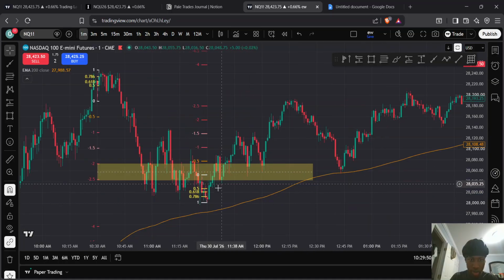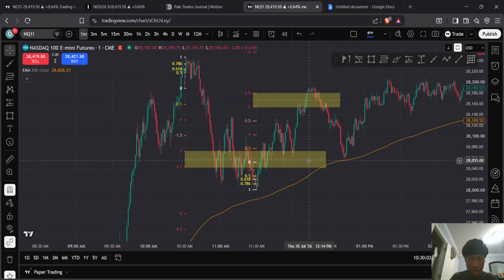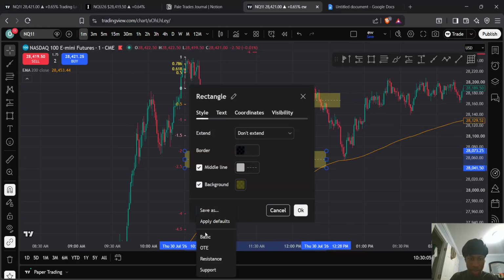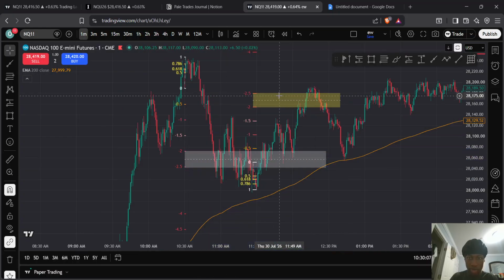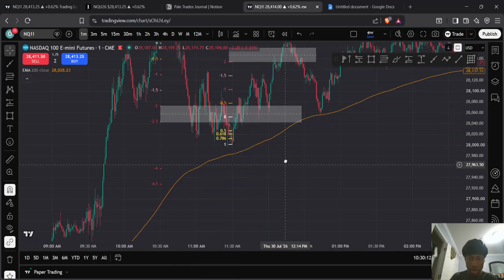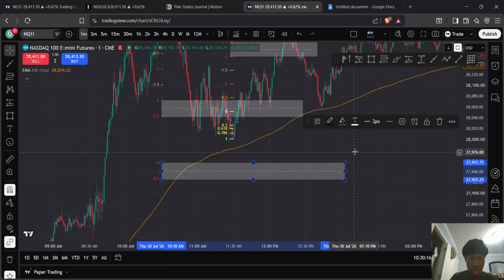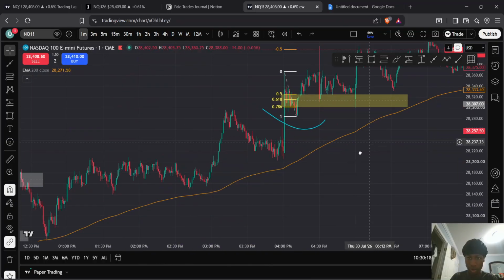Right there, there's another manipulation leg. A possible area for price to reverse is that -2. So these right here are areas for us to reverse off of. This, again, is an area where we could also reverse from if we use this -2 as support.